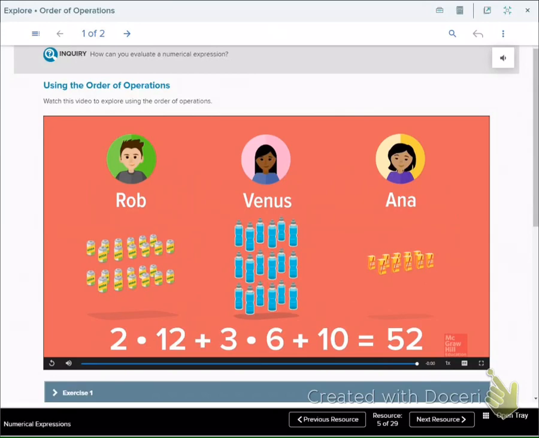So let's think about this for a second. And we'll go back and pause it where they had the different numbers.